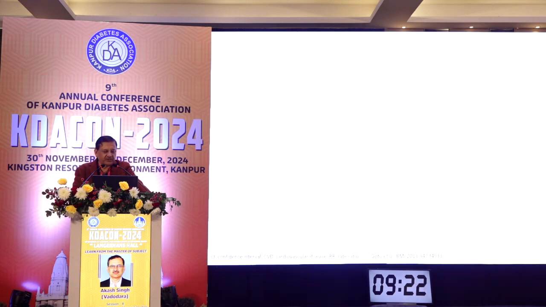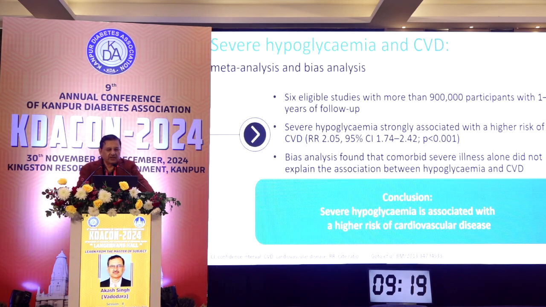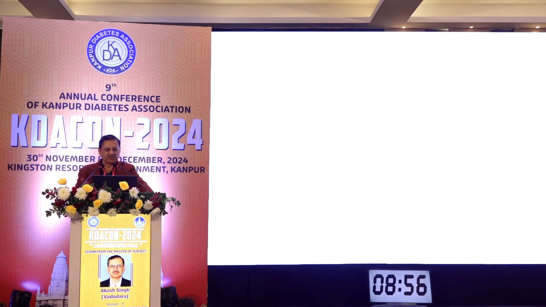This is the trial which I want you to remember. Now, severe hypoglycemia and CVD: 6 individual studies with more than 9 lakh participants with 1 to 6 years of follow-up. Severe hypoglycemia is strongly associated with a high risk of CVD. Bias analysis found that comorbid illness alone did not explain the association between hypoglycemia and CVD. So the conclusion was that severe hypoglycemia is associated with a higher risk of cardiovascular disease in this meta-analysis.